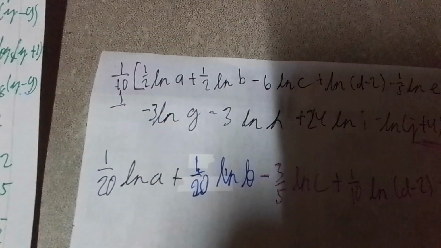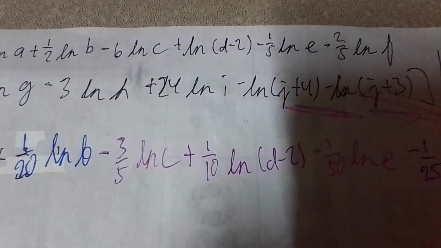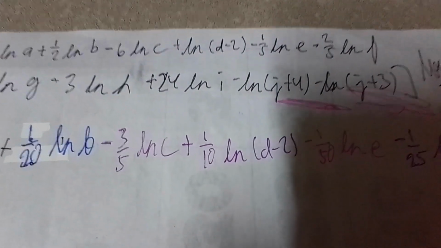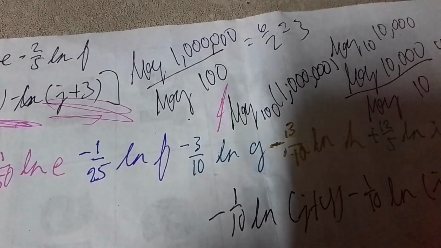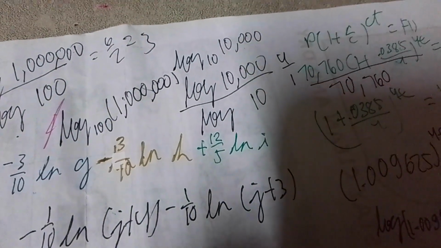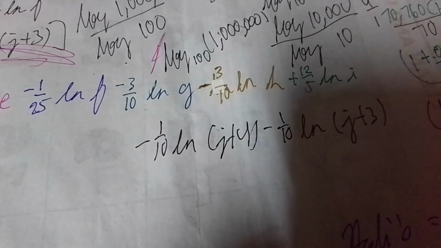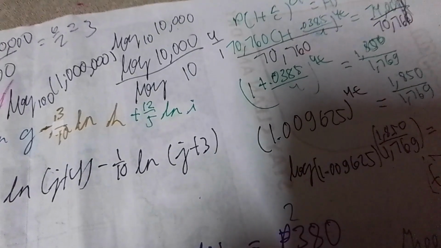So therefore, our final answer is 1 over 20 times the ln of A plus 1 over 20 times the ln of B minus 3/5 times the ln of C plus 1/10 times the ln of D minus 2 minus 1 over 50 times the ln of E minus 1 over 25 times the ln of F minus 3/10 times the ln of G minus 3/10 times the ln of H plus 12/5 times the ln of I minus 1/10 times the ln of the quantity J plus 4 minus 1/10 times the ln of the quantity J plus 3.